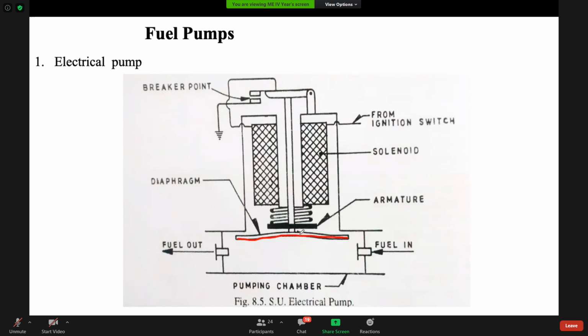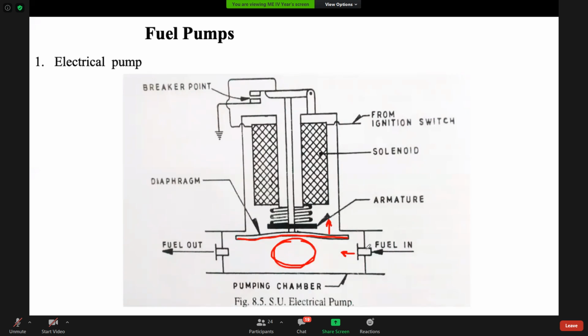When this diaphragm goes up, what will happen? Yes, vacuum will be created and fuel will be sucked. Here suction or vacuum will be created in this area, and since the suction or vacuum is created in this area, this valve will automatically open.